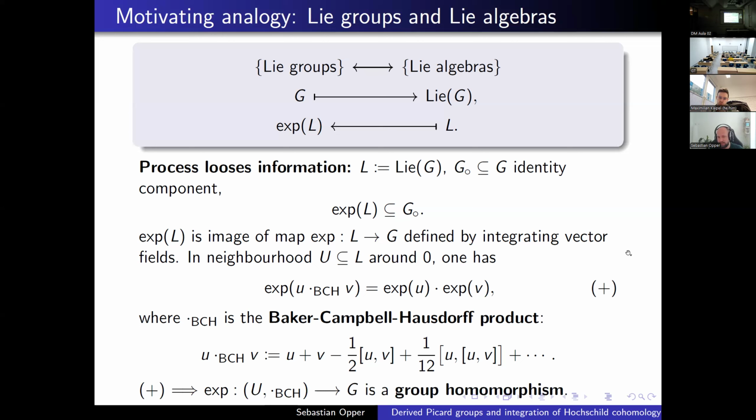But the upshot of this whole slide is: let's say I'm only given the Lie algebra and I know nothing about the Lie group. At least in a small neighborhood around zero, I can recover not only parts of the Lie group, but I can also recover parts of its group law, because of this Baker-Campbell-Hausdorff product and this compatibility. So, for example, assume the exponential is injective, then you get a subgroup, right? So you can see part of the group structure just through the Lie algebra structure. And what we want to do is to copy this formalism in a completely different setting of derived Picard groups and Hochschild cohomology.